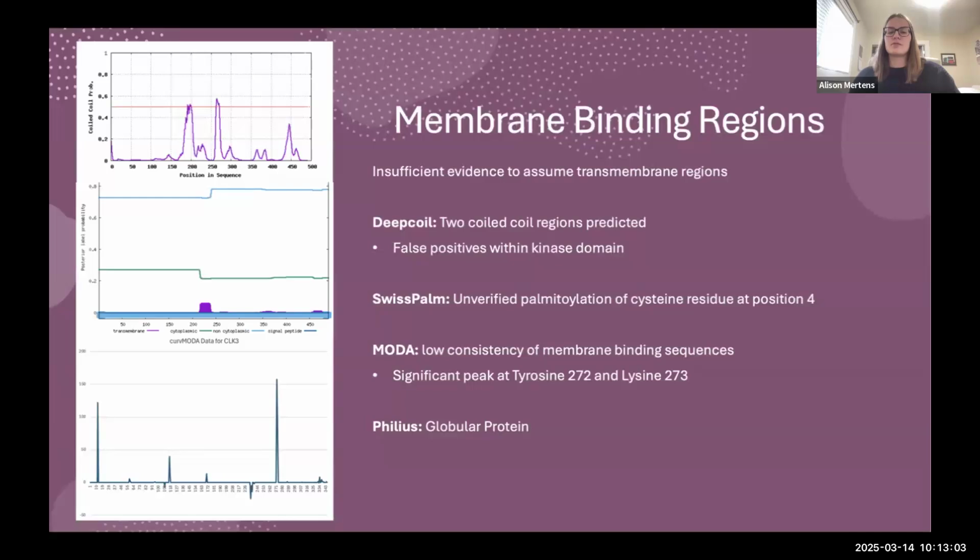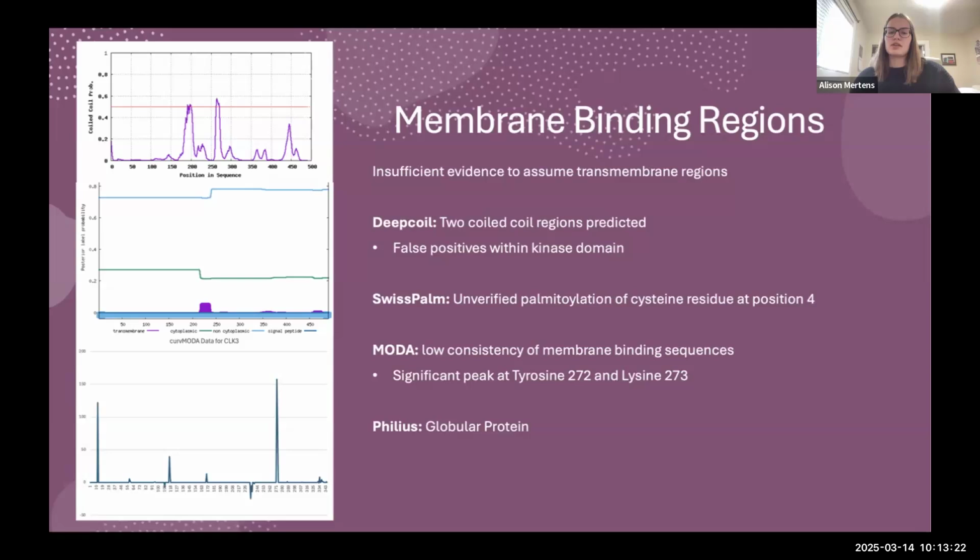Through comparison of results from Phobius, Modo, Swiss Palm, and DeepCoil, I believe with high confidence that CLK3 does not have any transmembrane regions. Swiss Palm indicated a palmitoylation of a cysteine residue at position 4 of CLK3, but this could not be confirmed as there was no supporting literature.